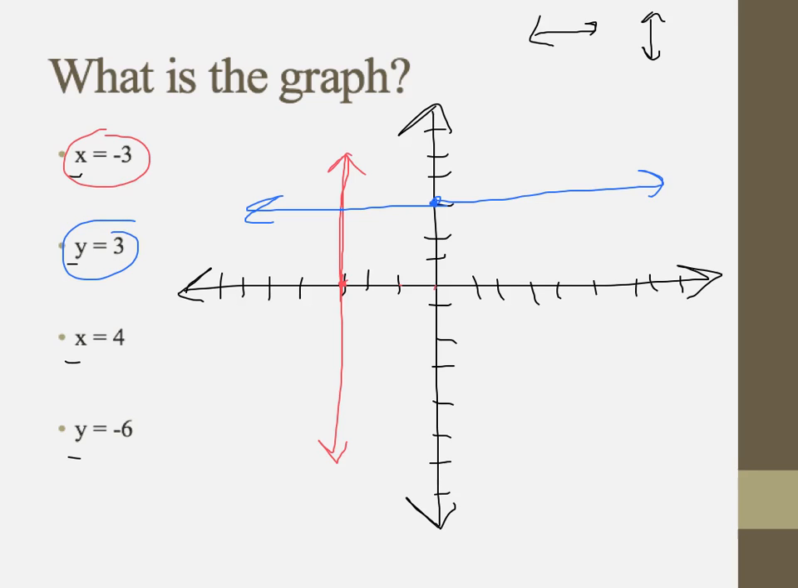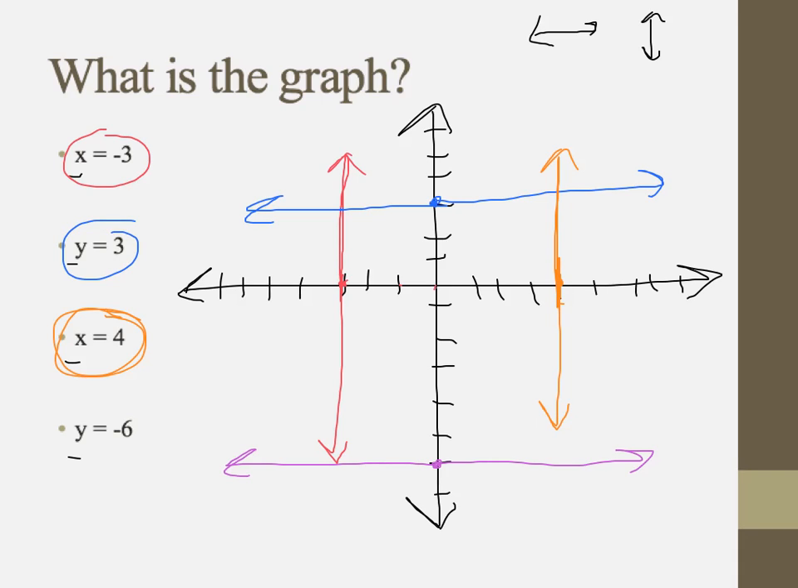Right now you should pause the video and see if you get the correct graphs for the next two problems. So your x is equal to 4 graph should be up and down and crosses through the x-axis at x is 4. And your y is equal to -6 should go down 6, and then it should move left and right, crossing through the y-axis at -6.